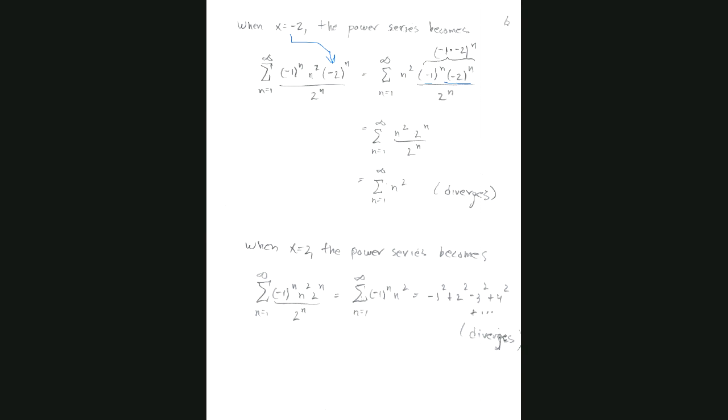So you get simplification, and at x equals -2, the power series becomes the series where n equals 1 to infinity of n squared, which is 1 squared plus 2 squared plus 3 squared, and it keeps going. Clearly the series diverges there. So x equals -2 would not be in our interval of convergence.